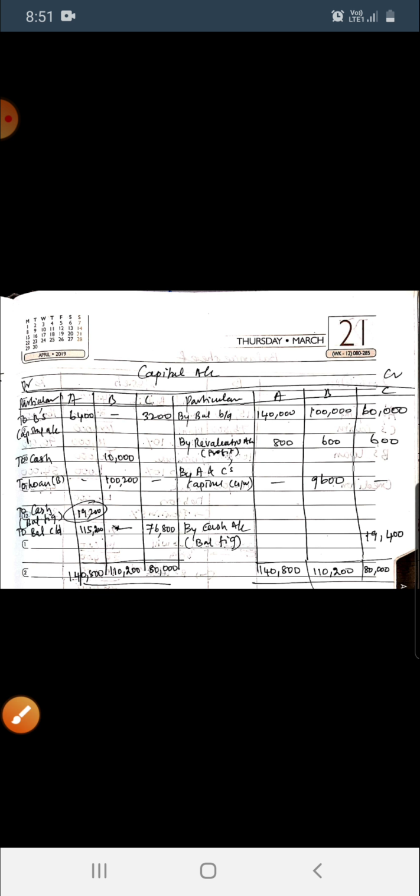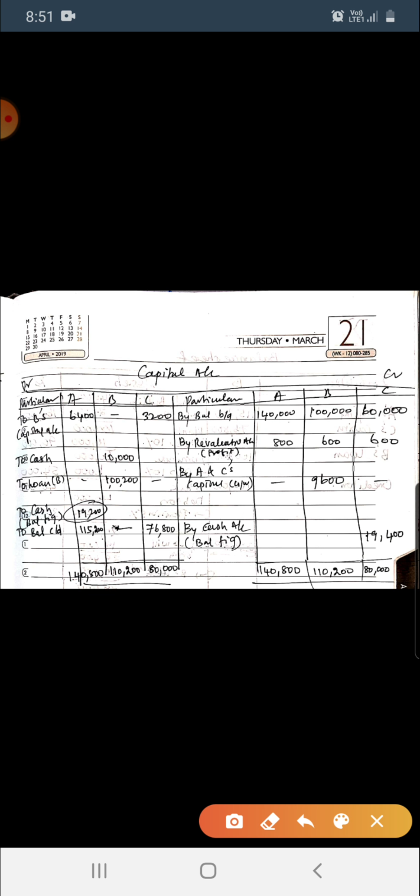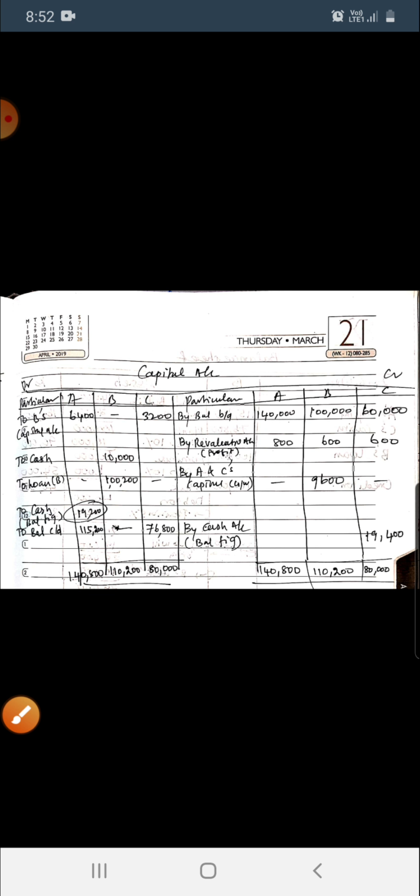And next we will try to balance A's capital. When you balance it, the credit side is more, so 1,40,800 on both sides. So balance it in the cash to be paid. The balancing figure comes on the debit side. It means the firm has to pay cash rupees 19,200 to Mr. A.